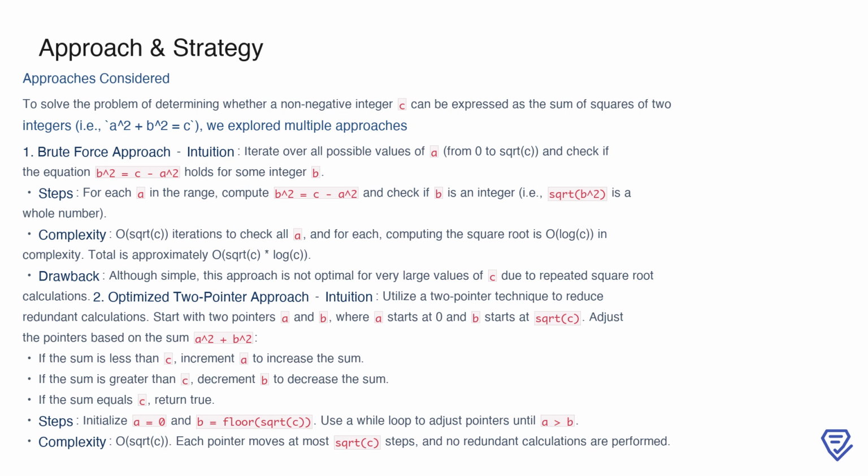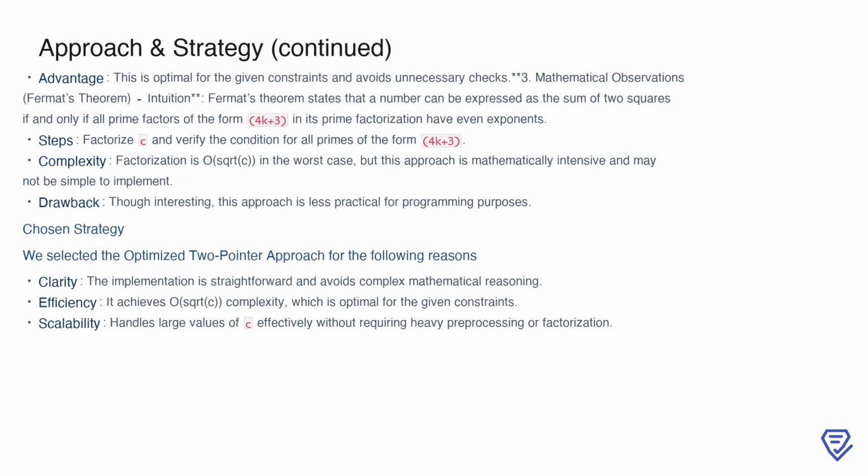This avoids redundant computations and reduces the complexity to O(sqrt(c)), as each pointer only moves a limited number of steps. This makes it significantly more efficient than the brute force method. The two-pointer approach offers a clear advantage, as it is both efficient and avoids unnecessary computations.